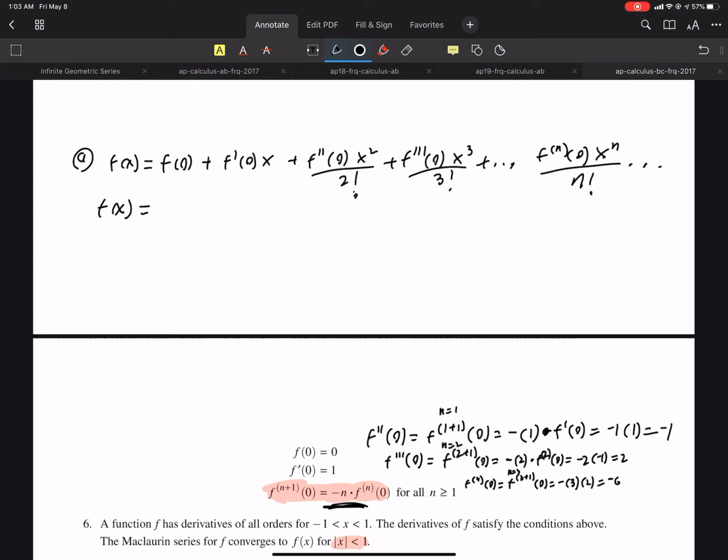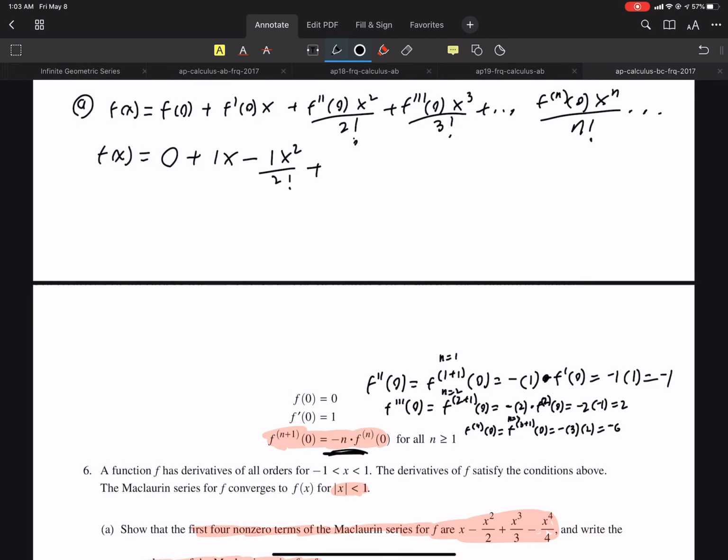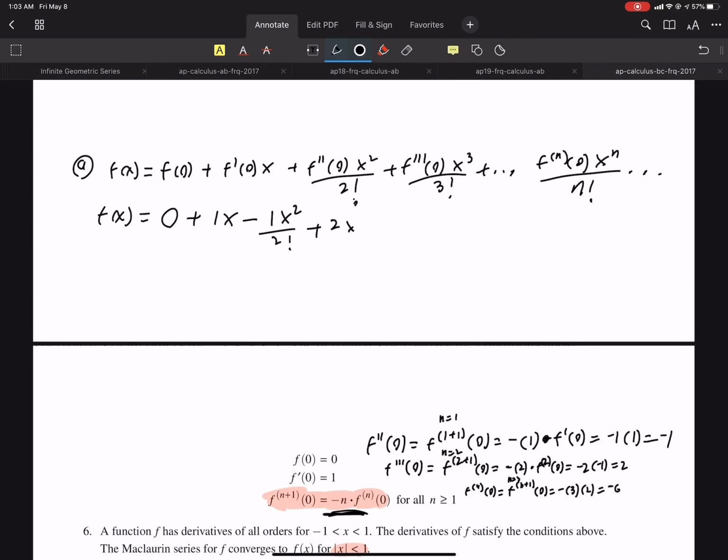So f of x will be f of 0, which we're told is 0, plus f prime at 0. We are given that as 1x. F double prime at 0, we calculate that as -1. So this will be minus 1x squared over 2 factorial. And then the third derivative, we calculated that as 2. So it's going to be 2x cubed over 3 factorial.